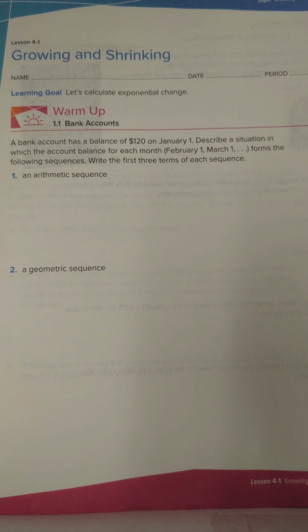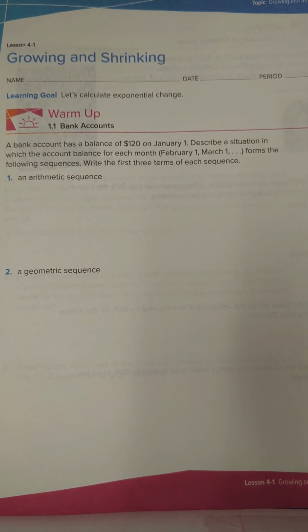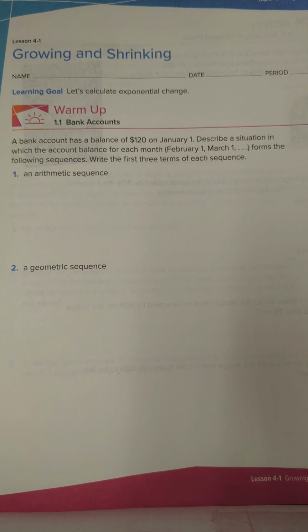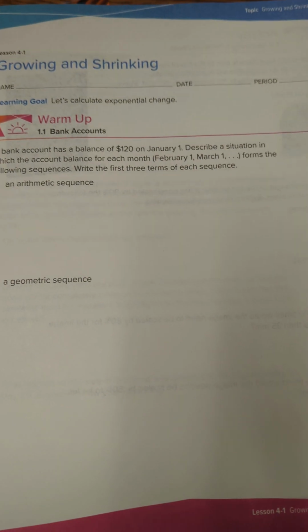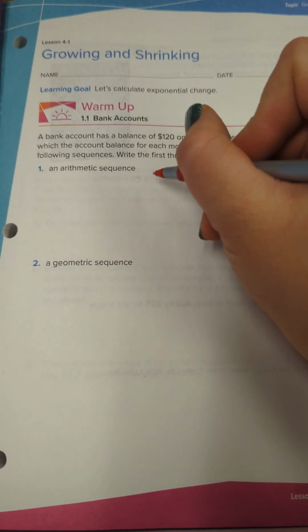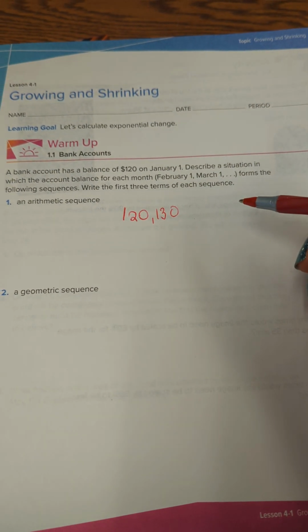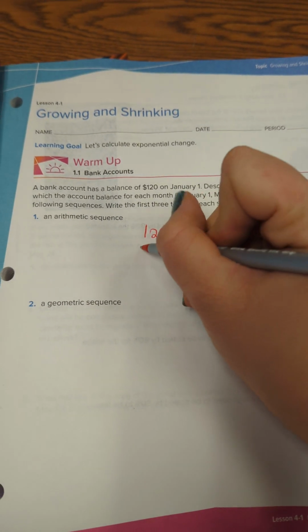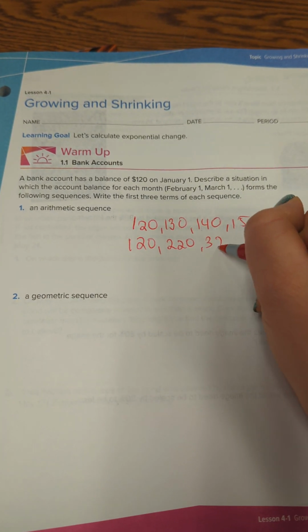So they want you to describe an arithmetic sequence and a geometric sequence. I'm going to give you an example of each one, and I want you to come up with your own example in your workbook. So an example of an arithmetic sequence would be maybe adding $10 every single month, or adding $100 every single month. So for example, if I started out with 120 and I added $10, then I would have $130, and then $140 and then $150. Or if I started with $120 and I added 100, then I would be at 220, 320, 420.